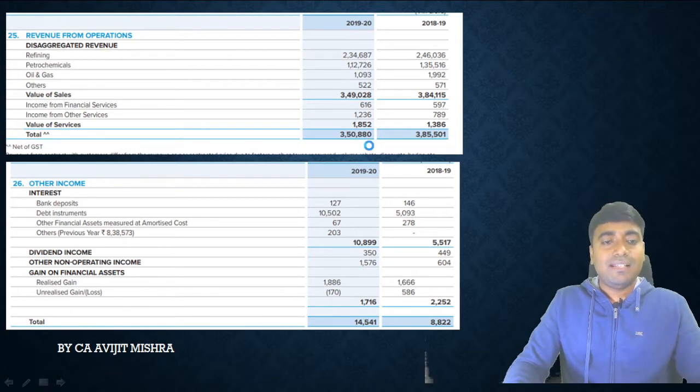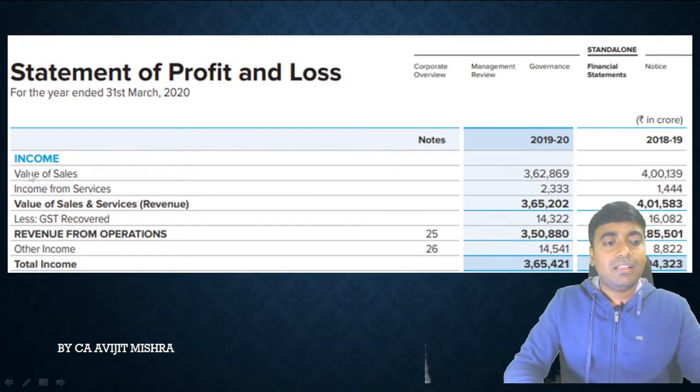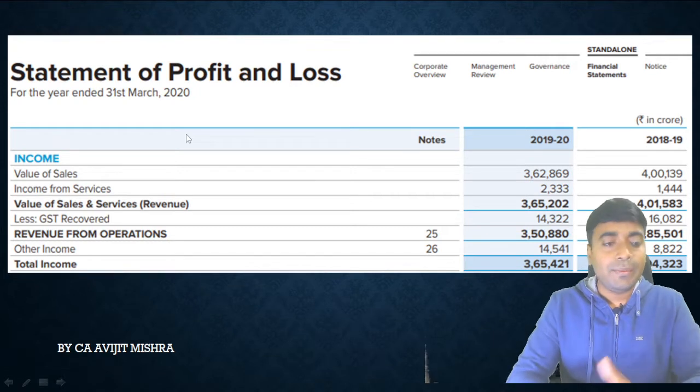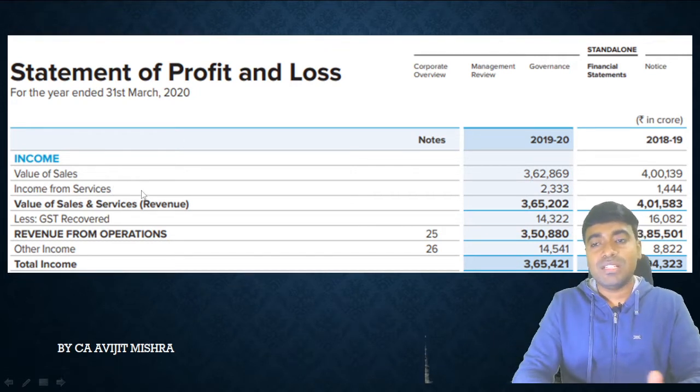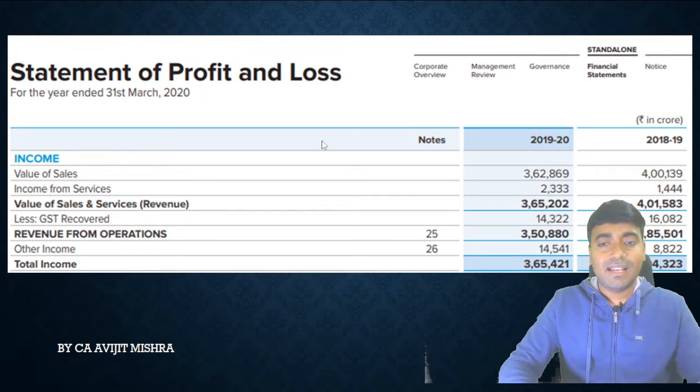350,880. So what I am trying to explain is that the value of sales is whatever sales they are doing, and the value of services is whatever services they are providing. From there, how much revenue they are earning, that is what is being explained.